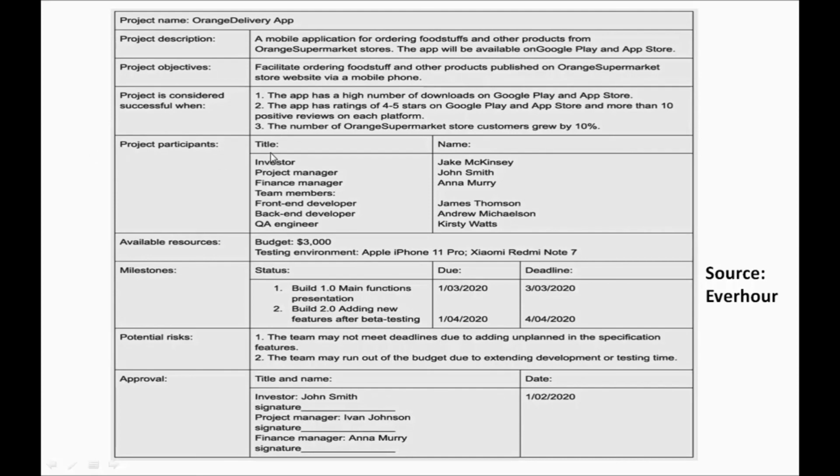Project participants, you can see there who are all the members of this project, like the investor. Some names are there: who are the investors, who is the finance manager, who is the front end developer, who is the back end developer. Some people's names are there, right? And what are the available resources? Budget $3,000, testing environment Apple iPhone, these details.